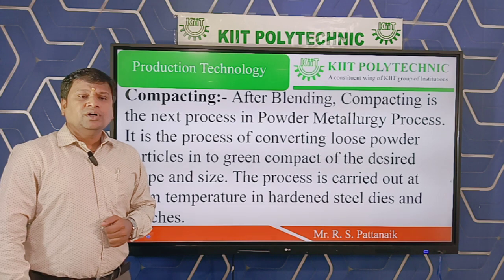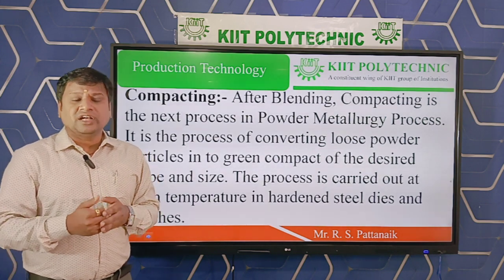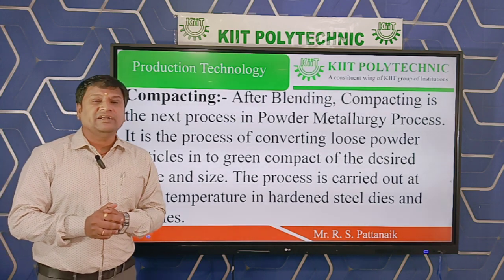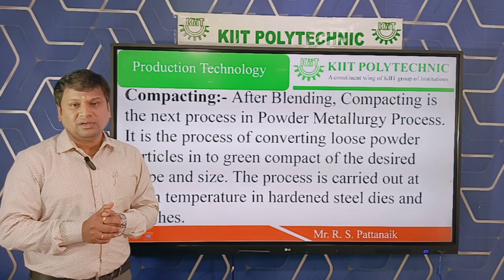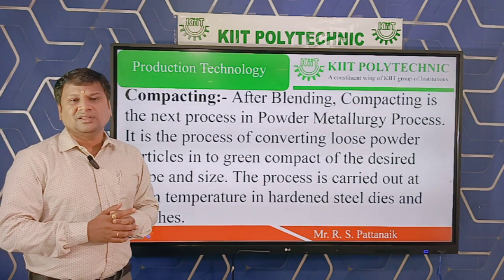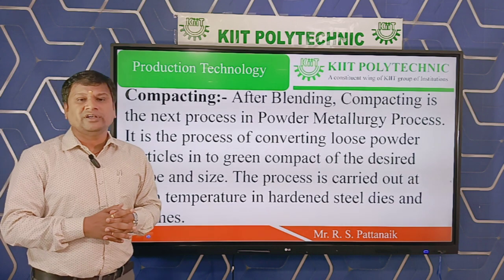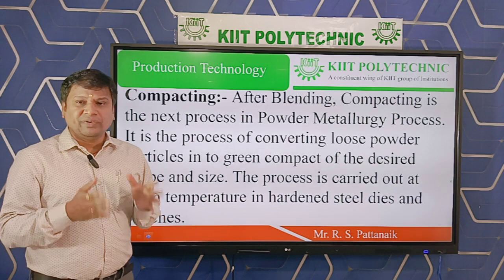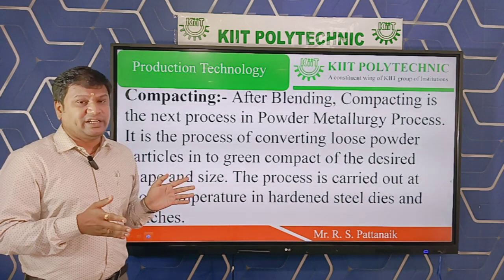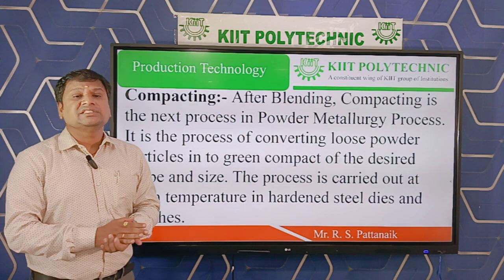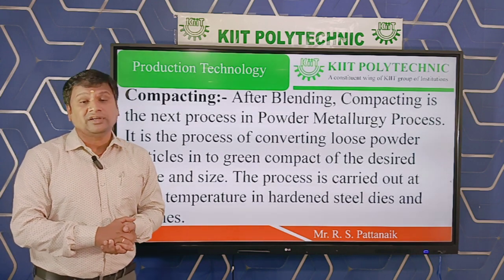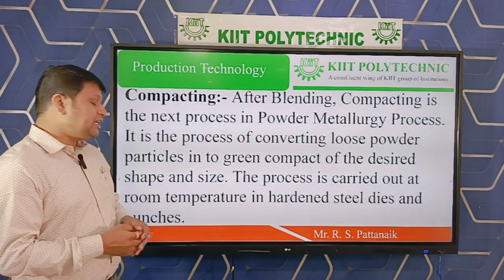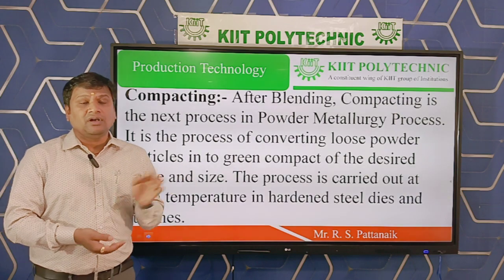Generally the pressure required for softer metal is 100 megapascal to 350 megapascal. For harder material, the pressure required is generally 400 megapascal to 700 megapascal. But in general, the pressure required for compacting metal powder is 80 megapascal to 1600 megapascal. The process is carried out at room temperature in hardened steel dies and punches. Okay, so this is all about compacting.